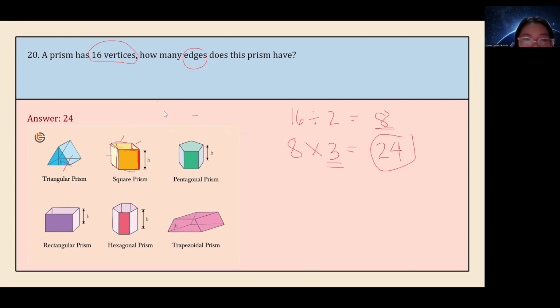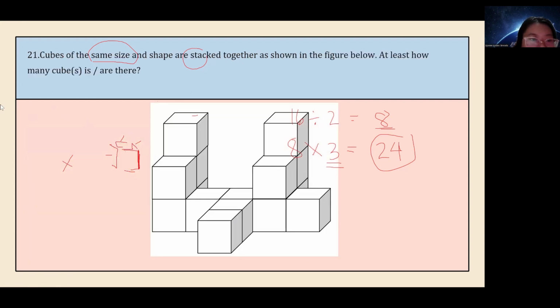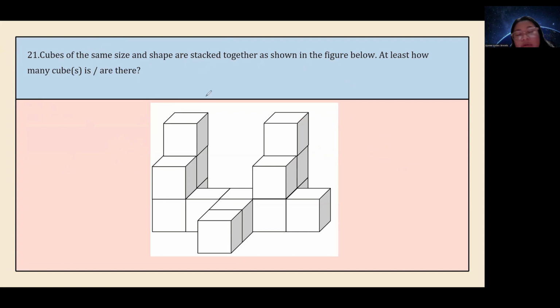Next, we'll have 21. Cubes of the same size and shape are stacked together as shown in the figure below. At least how many cubes are there? They are stacked, so let's try to see some of the stacked cubes. Here we can see we have 3 stacked cubes. Also here, 3 stacked cubes. This is only 2 stacked cubes, and this one, only 2 also. And the rest are just one, one, one, one, one.